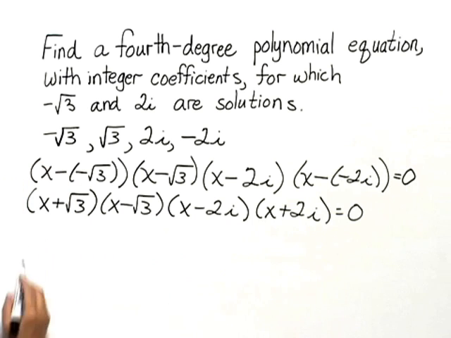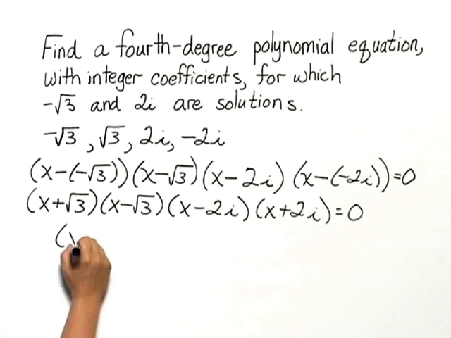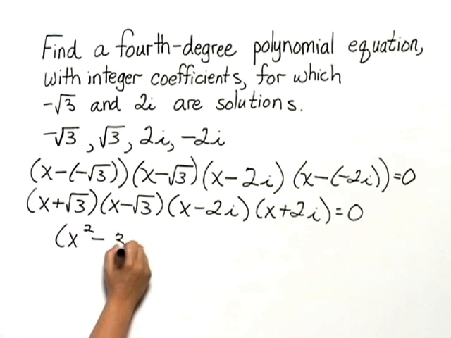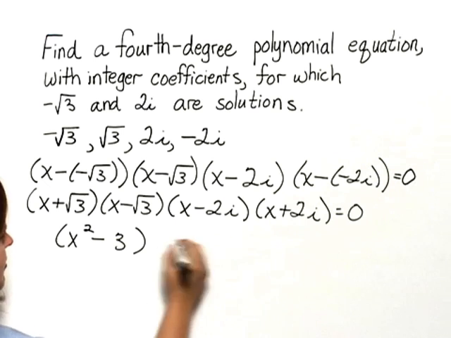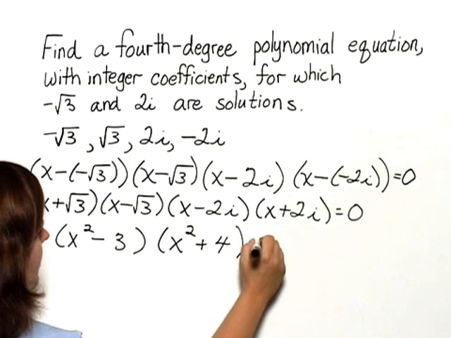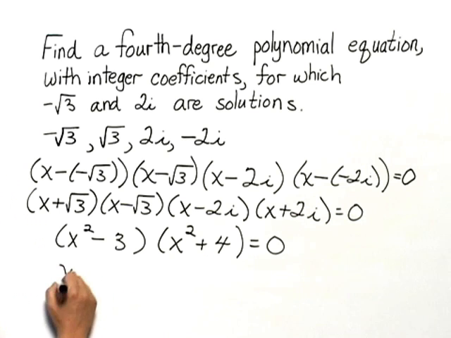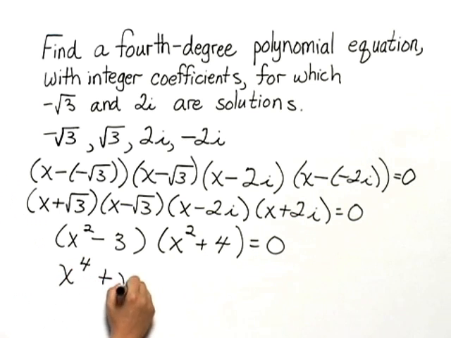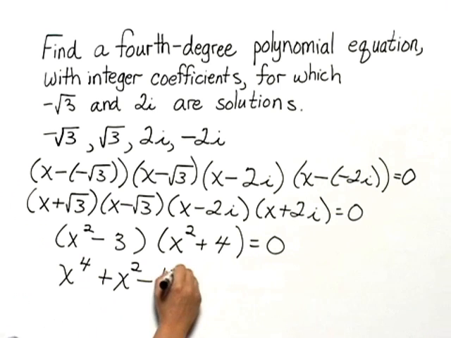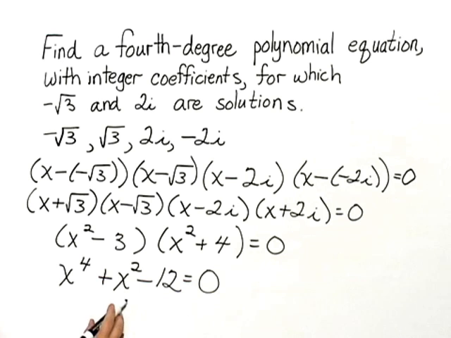Now looking at this carefully, when we multiply this, this would actually multiply to be x squared minus 3. And this multiplies as x squared plus 4. And then when we multiply these two binomials, we get the trinomial x to the 4th plus x squared minus 12 equals 0. And this is a fourth degree polynomial with integer coefficients for which negative square root of 3 and 2i are solutions.